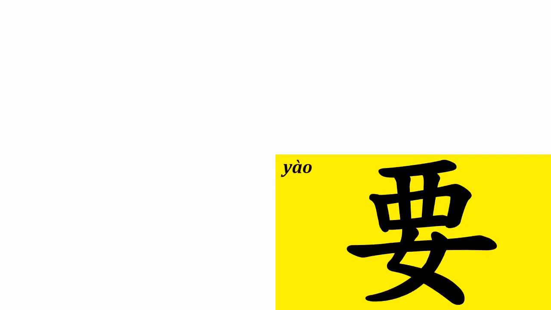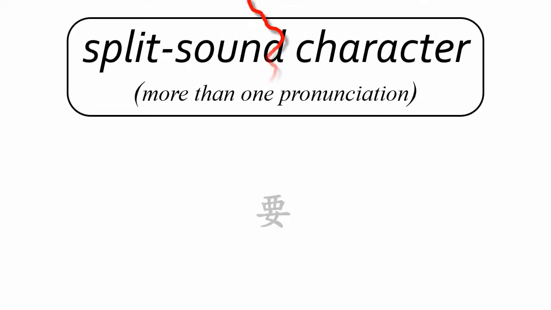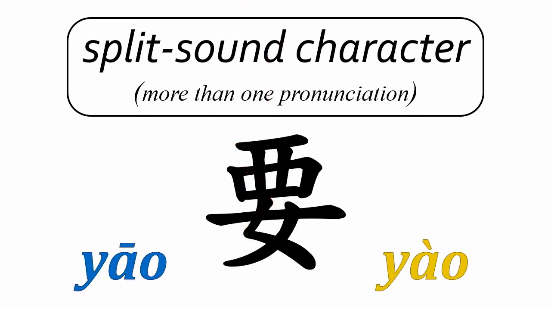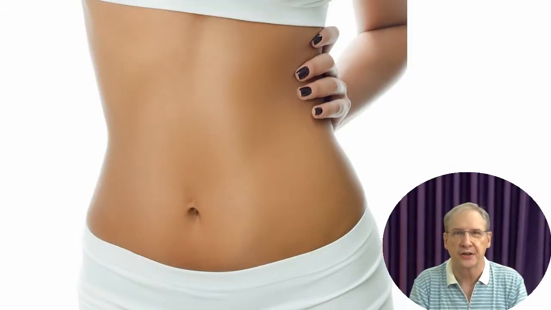The final character in today's lesson depicts two hands encircling a woman's waist to indicate where the body narrows between chest and buttocks. Later, the person was changed to the woman radical that we see today. This character is pronounced fourth tone, yao, yao, or sometimes first tone, yao, yao, with a slight change in meaning. It's another split sound character. The original idea was waist, the narrow part of the body between our ribs and hips.